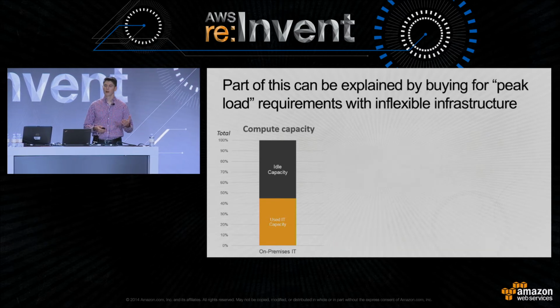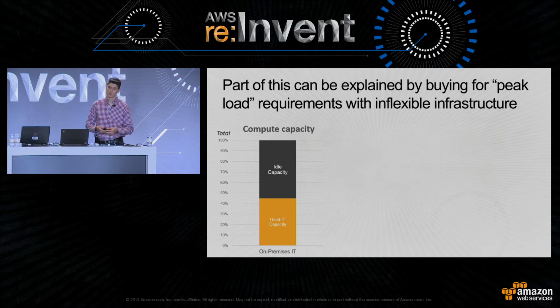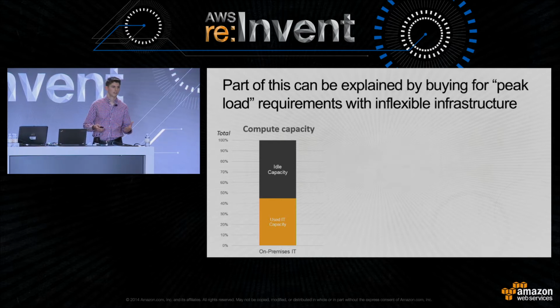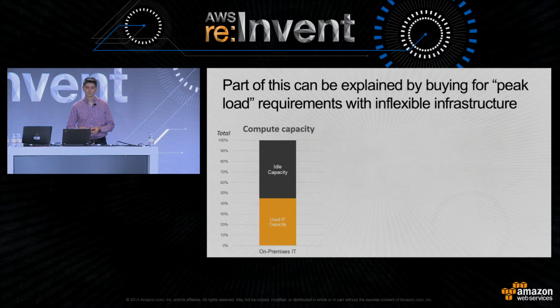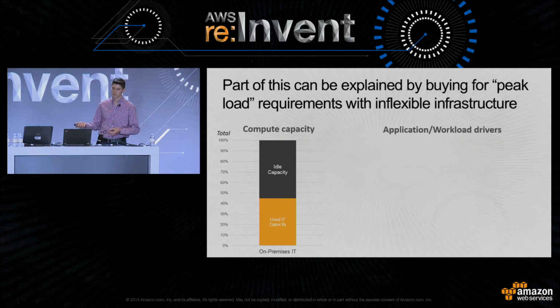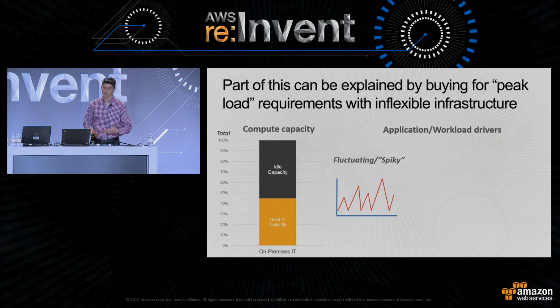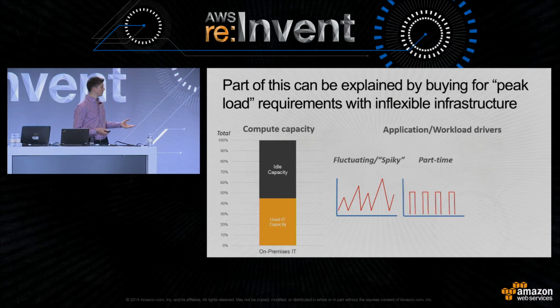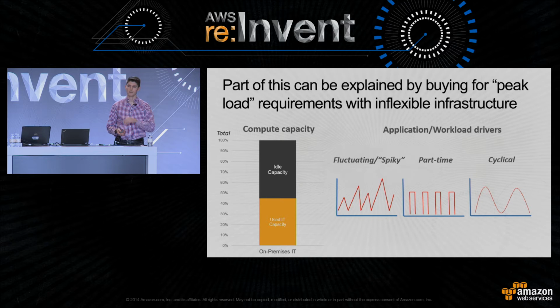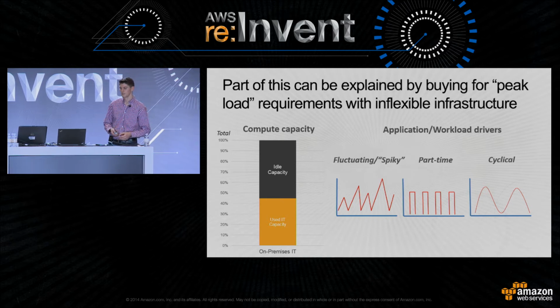So one of the primary reasons this happens is due to the way that applications are architected and the way that they behave. So here are some of the common demand profiles of application computing requirements. You might have workloads that are highly variable, or what we call spiky workloads, things like web applications. You might be running workloads that are only on part of the time, right? And then you might have workloads that are cyclical in nature, so they have sort of peaks and valleys in their demand for compute resources.